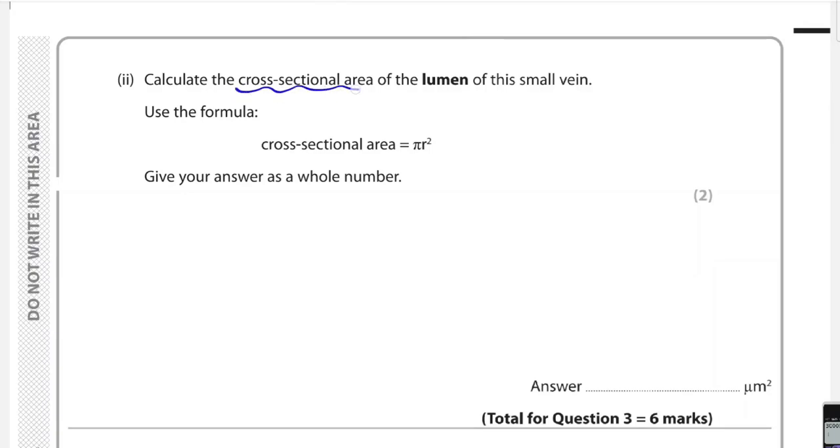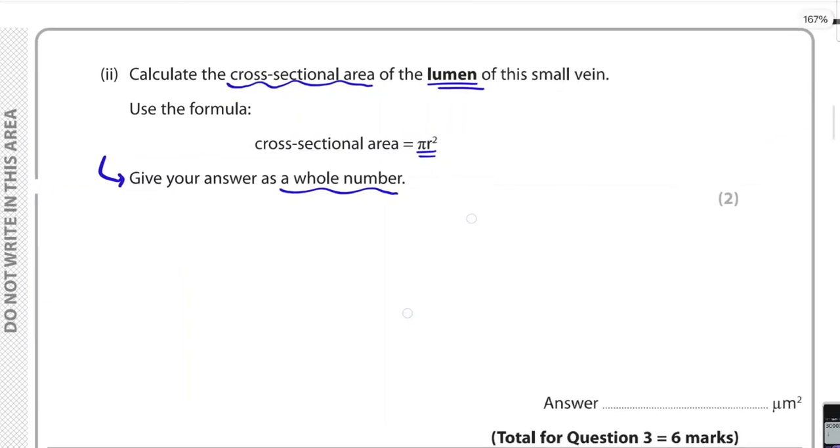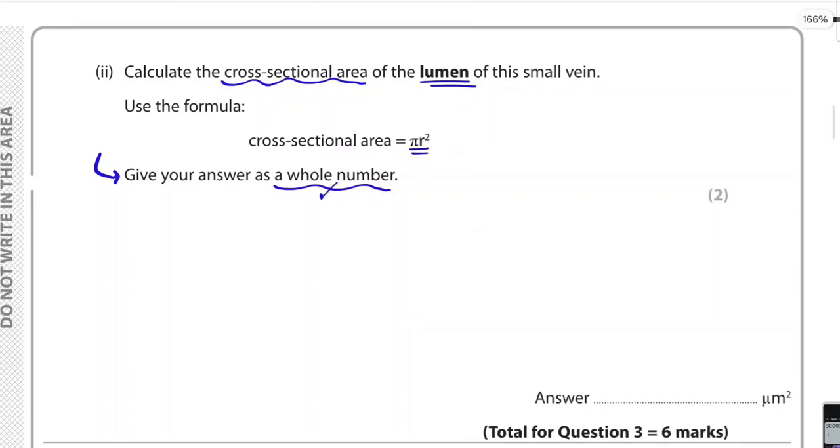Calculate the cross-sectional area of the lumen of this small vein. Use the formula cross-sectional area equals pi r squared, which we already know. Give your answer as a whole number. Take care of these notes written at the end of the calculation questions, whether they need you to round it up to a number of decimal places or significant figures, writing it as a whole number or not. This will make you lose marks if you didn't do that. Alright, let's get back to the question.